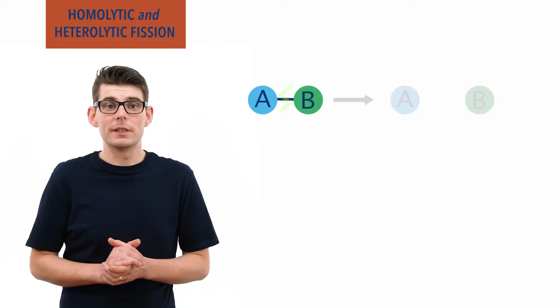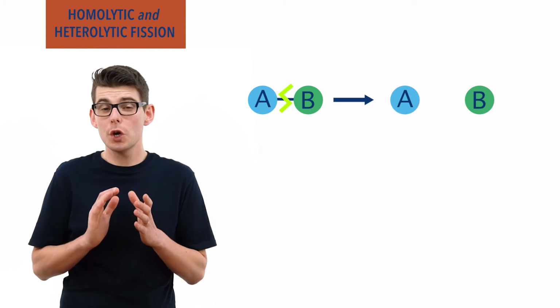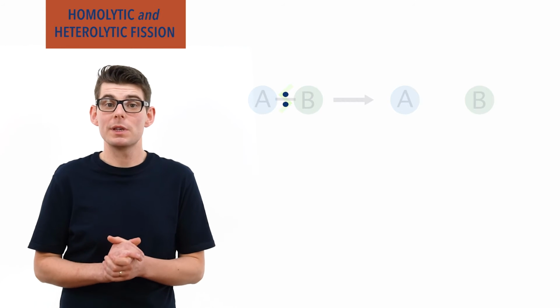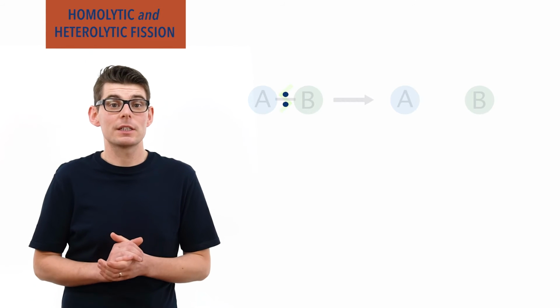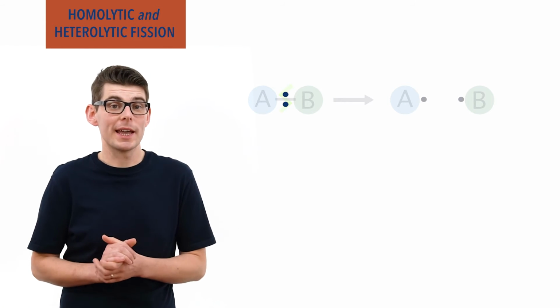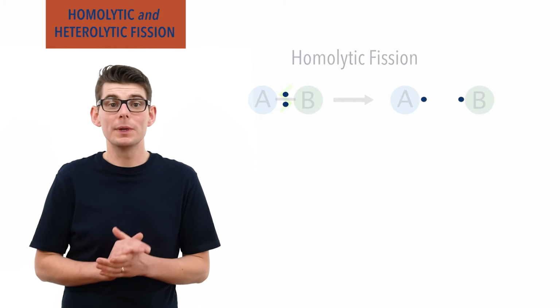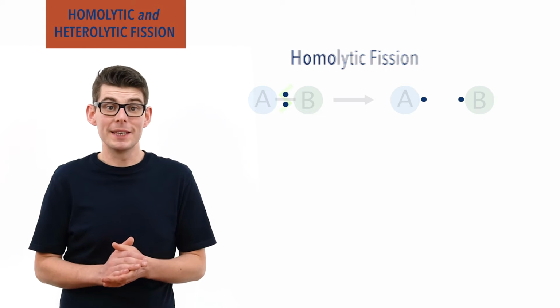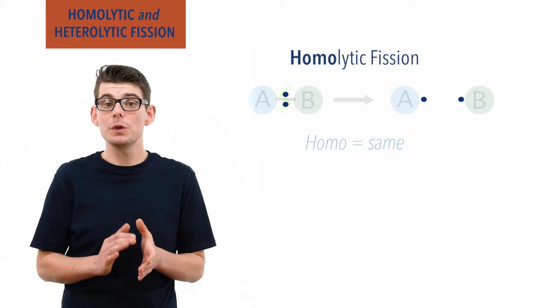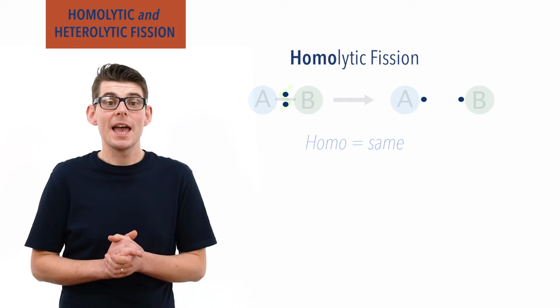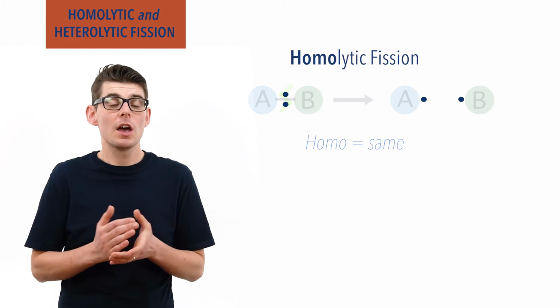Imagine two atoms, A and B, held together by a covalent bond. As the bond breaks, the bonding pair of electrons could be equally shared between the two atoms, and each atom ends up taking one of the electrons. This kind of bond breaking is called homolytic fission. Homo meaning same, as in the two species that were bonded end up with the same share of electrons from the bond.